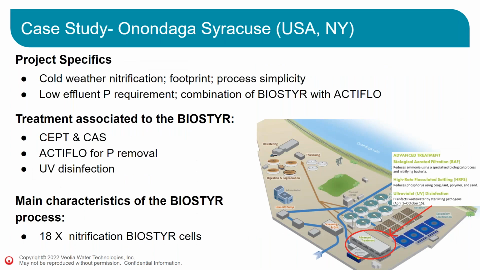The second case study is Onondaga in Syracuse, USA. So one of the specifics of this project is they already have activated sludge for secondary treatment, but they needed additional nitrification as a tertiary treatment, and they needed to have some phosphorus removal as well. So this case study is selected because you have a Biostyr for nitrification followed by ActiFlow for phosphorus removal.